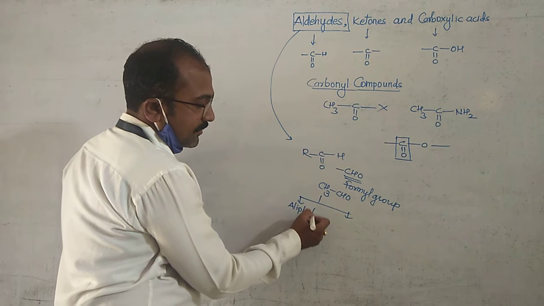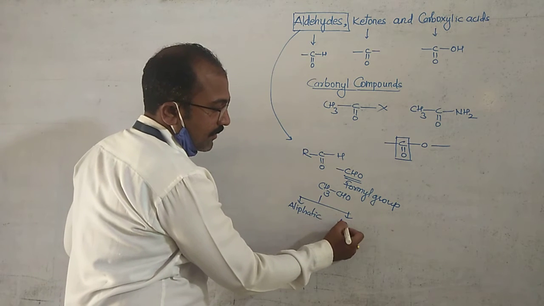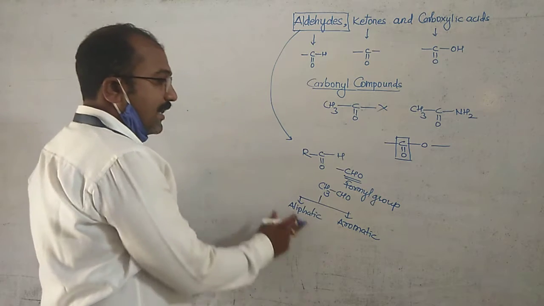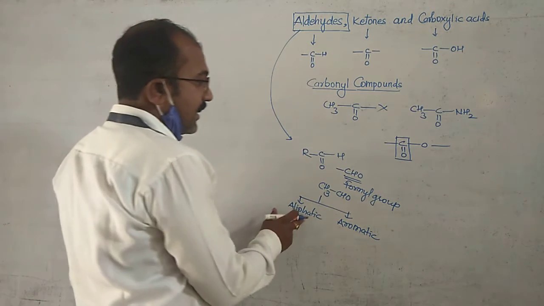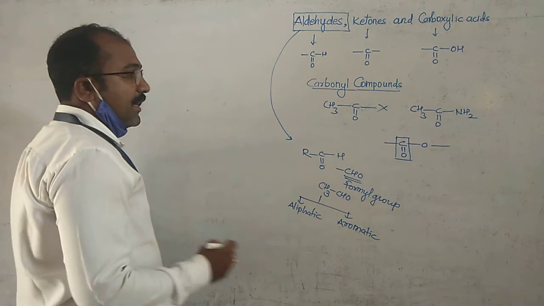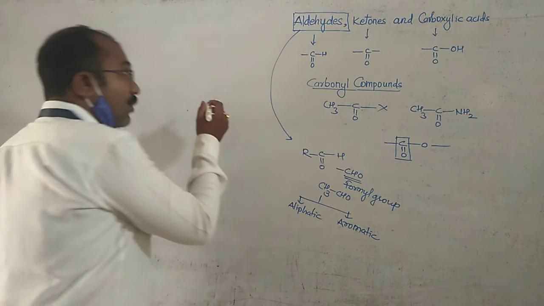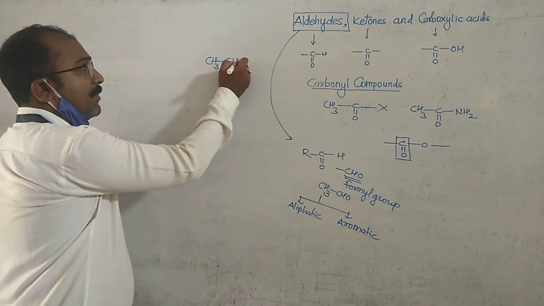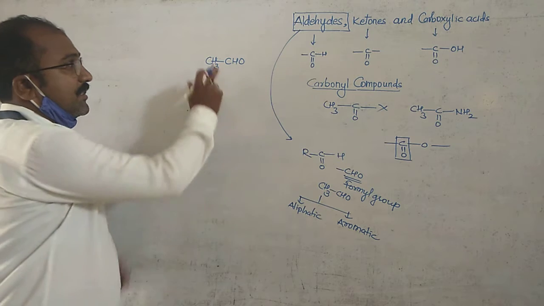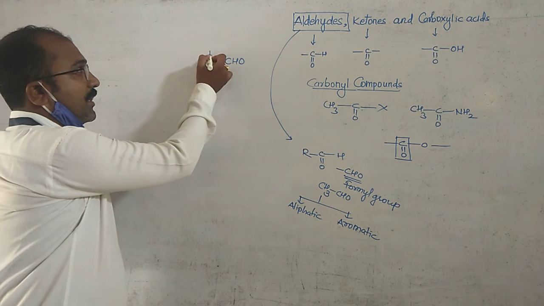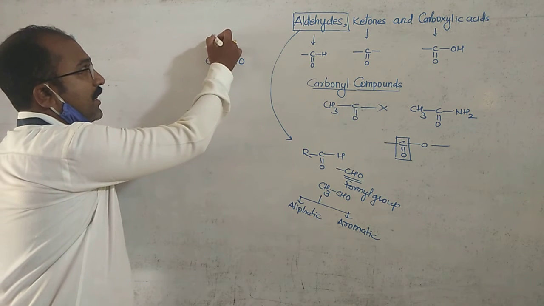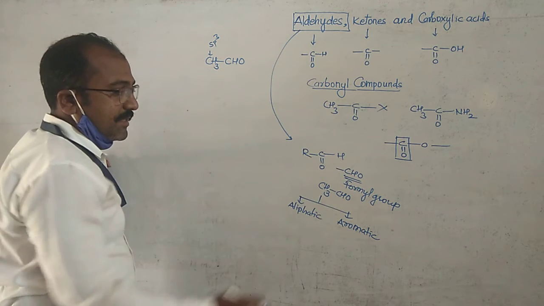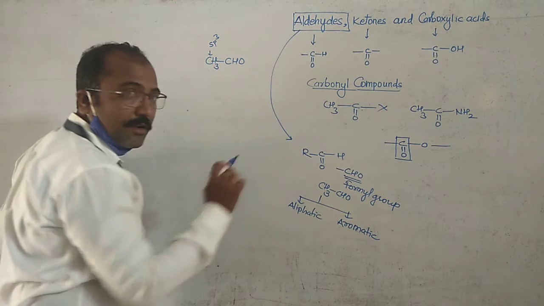Again, aldehydes are classified into two main types, that is, aliphatic aldehydes and aromatic aldehydes. First of all, aliphatic aldehydes. Aliphatic aldehydes are those aldehydes in which the CHO group is directly attached to an sp3 hybridized carbon atom. In acetaldehyde, the CHO group is attached to an sp3 hybridized carbon atom in the molecule. Therefore, acetaldehyde is an example of an aliphatic aldehyde.